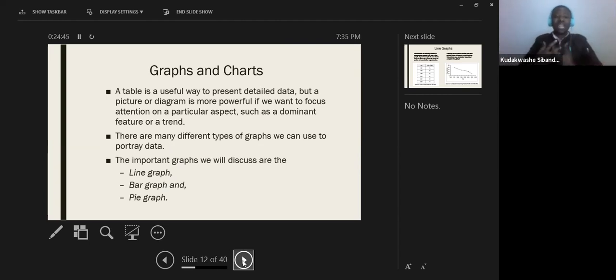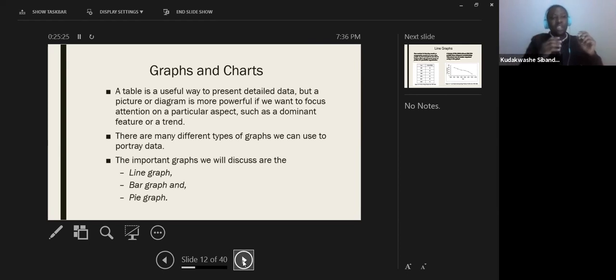Though a table sometimes can be useful to present detailed data, a picture and a diagram can be more powerful when you want to focus your attention on a specific trend or a dominant feature. Though a table to a certain extent can convey information vividly, it is limited, especially when you are calculating a profit or a loss. You can't find the trend from a table. So that's where the table is limited.